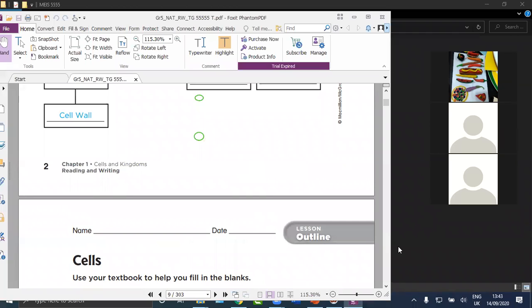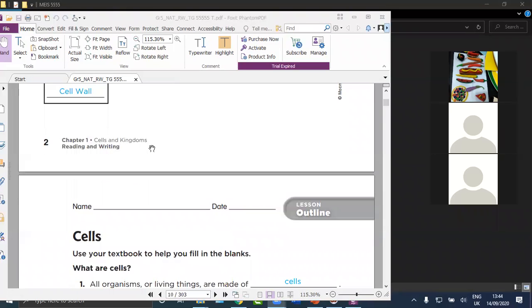You can answer number 1. Yes, Kareem. All organisms, all living things are made of tiny building blocks. All organisms are made of cells. Yes, cells.